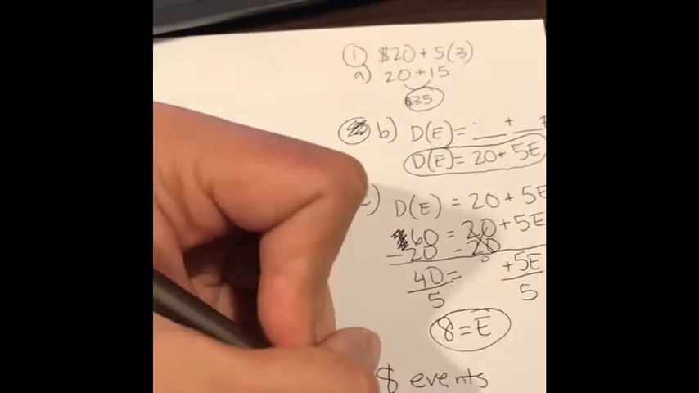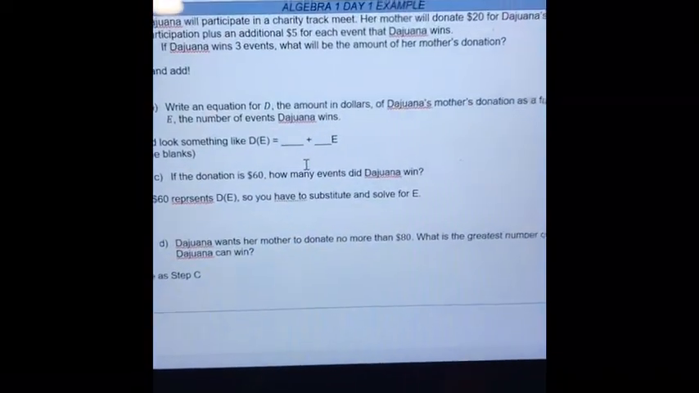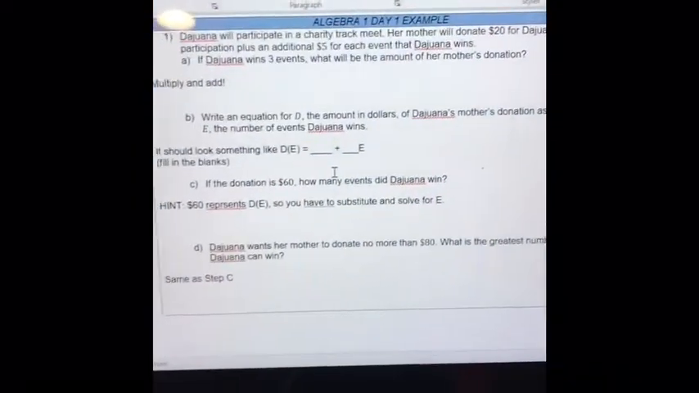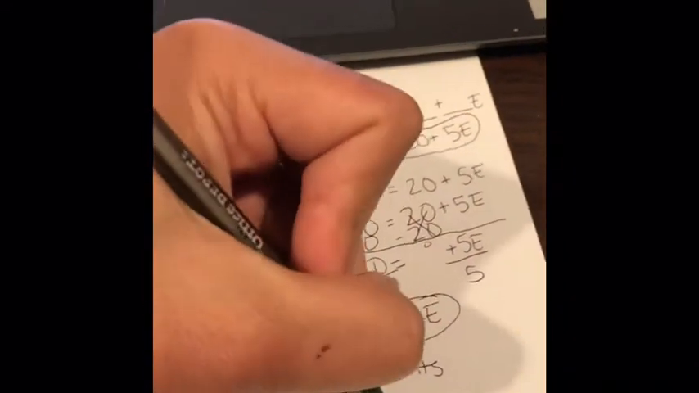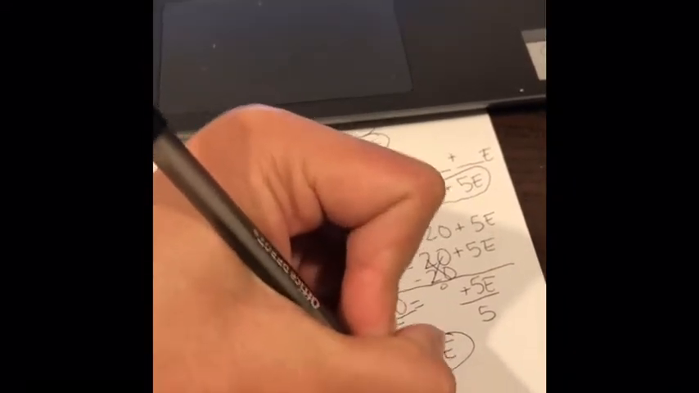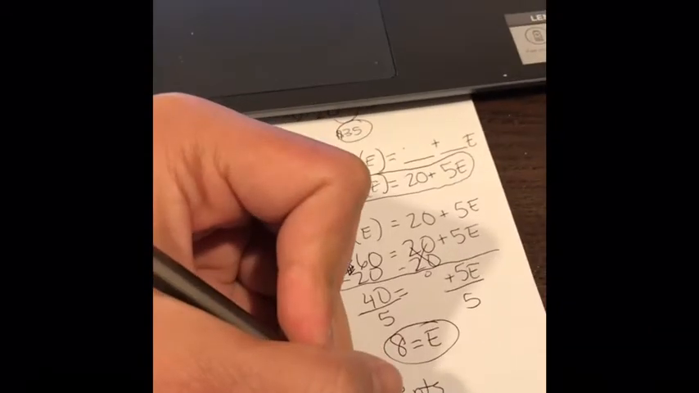All right, last. D. Dayana wants her mother to donate no more than $80. What is the greatest number of events Dayana can win? So pretty similar as step C. So I'm going to write my function over again. D of E equals 20 plus 5E. Now instead of 60, I'm going to put in 80.